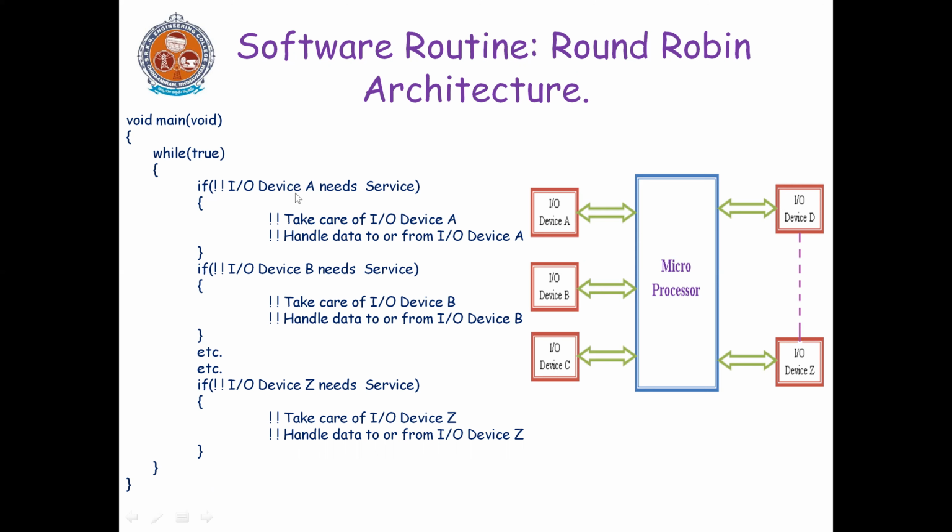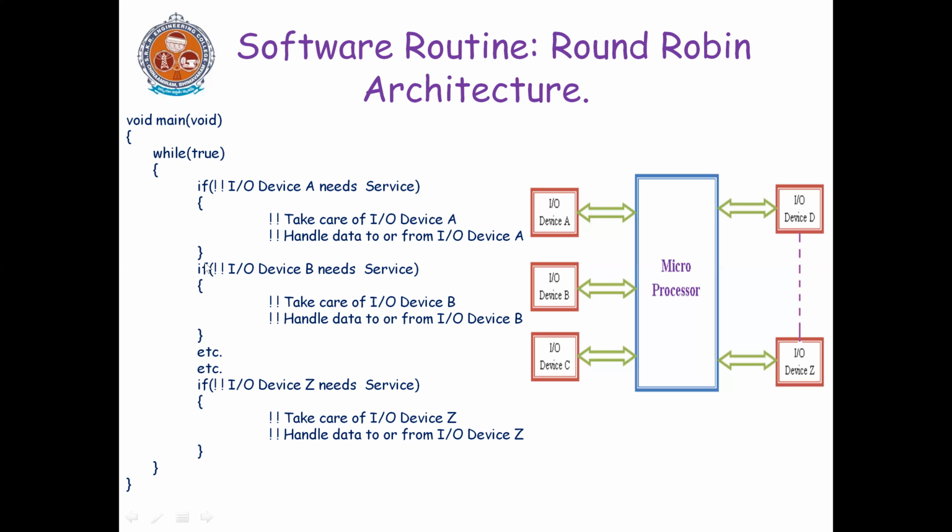So that means, suppose the IO device puts a request that it now requires a service. If it puts a request, then this condition will be true. And what happens? The control is given to the IO device. So take care of IO device A. Once the control is given to IO device A, whatever service is required by the device will be handled here. So handle the data to or from IO device A.